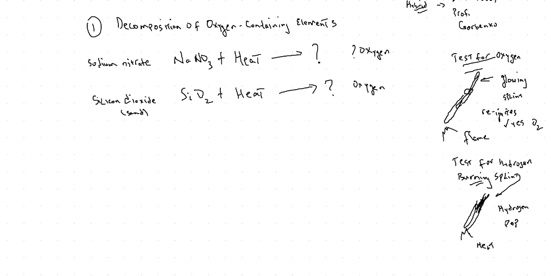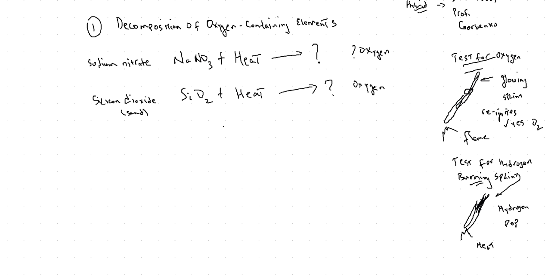You'll have an explosion. So in these reactions, what we're doing is we're heating some of these, silicon dioxide or sodium nitrate, in a test tube. We're putting a flame to it on a Bunsen burner, and then we want to see if oxygen is being released. We put a glowing splint into the test tube to see if the splint reignites.